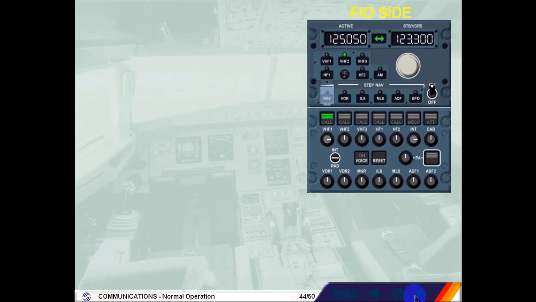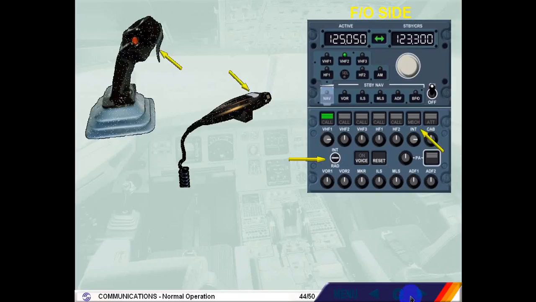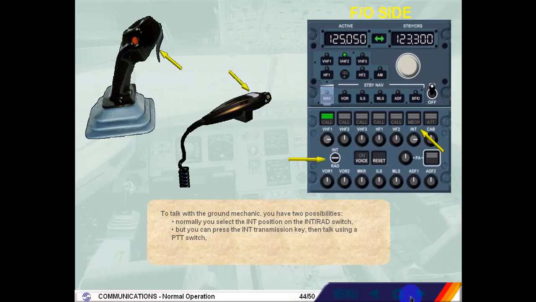To talk with the ground mechanic, you have two possibilities. Normally you select the INT position on the INT radio switch, but you can press the INT transmission key, then talk using a PTT switch. Select the INT position on the INT radio switch.